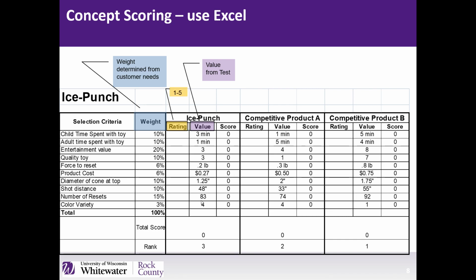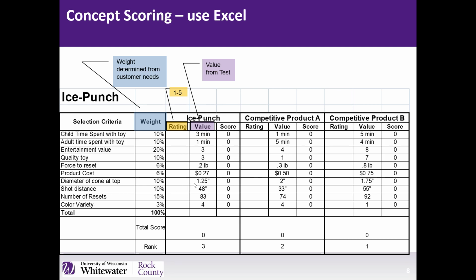Next, we have rating. We're going to rate each of these on a value of 1 to 5 based on the value, right? So if I look at this time spent with a toy, this one is 3 minutes, 1 minute, 5 minutes. This might get 5, this one might get 3, and that one might get 1. 1 is the worst. We may look at force to reset. Low force would be great, right? So this might get a 5. This one may also get a 5. That one may get a 3 or a 2, right? That we would put in there.